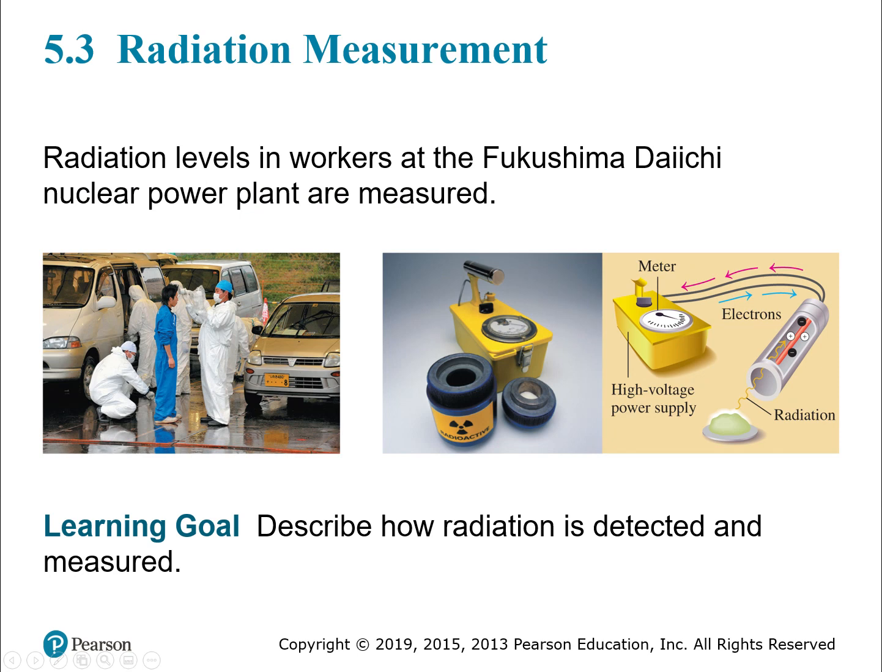So we've covered the different types of radioactive decay. Now we'll talk about how we can measure radiation. So here you see a picture of workers at Fukushima Daiichi, the nuclear power plant in Japan. Their radiation levels are being measured in this picture.